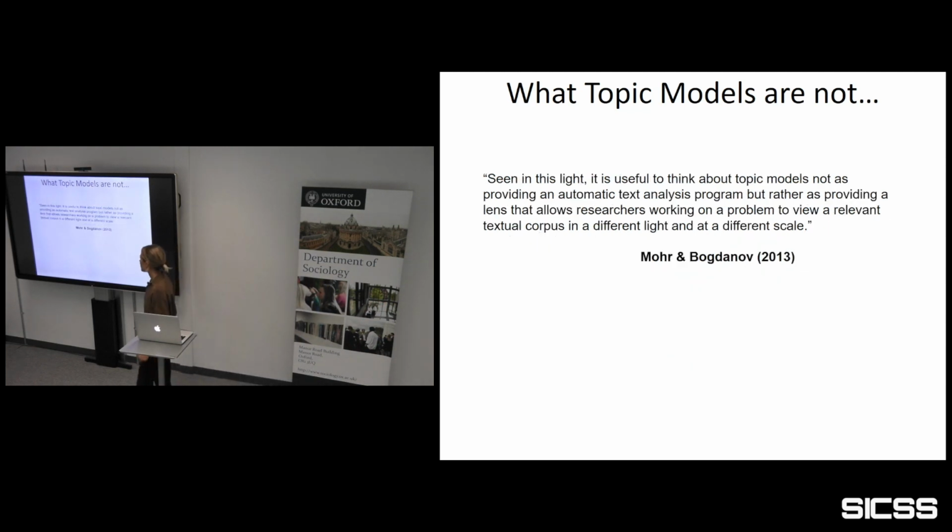And in a more recent context, applied to topic modeling, we have this. Seen in this light, it's useful to think about topic models not as providing an automatic text analysis program, but rather as providing a lens that allows researchers working on a problem to view a relevant textual corpus in a different light and at a different scale. We can look at way more text, and we can do it in a slightly different way than we would with qualitative coding. And that's true of all the methods that we'll use, but it's that reiteration that it's not like you don't have to read the text anymore.